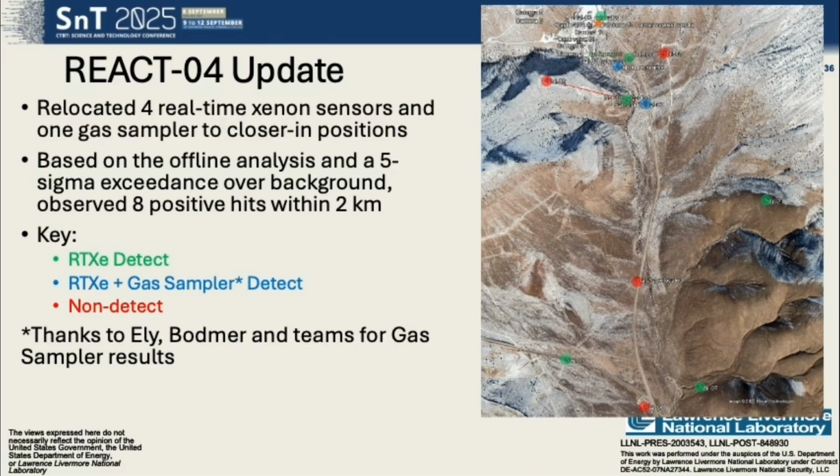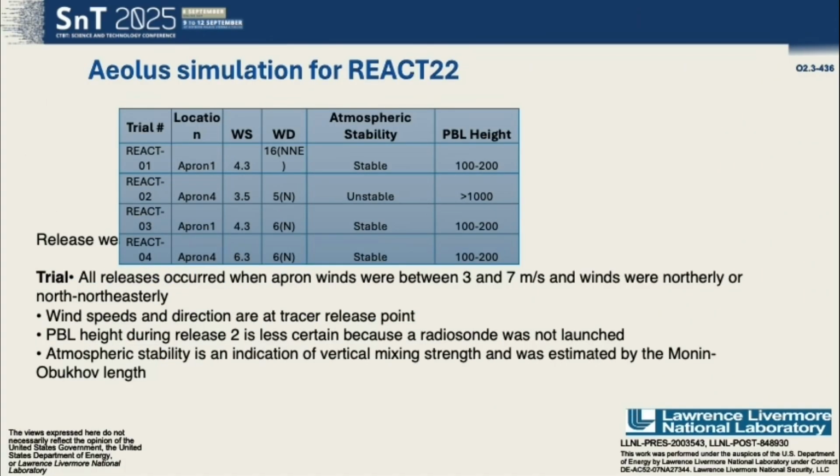So this is the scheme. So you can see this is the release location on the real top of the scenario. The green one shows detect, the red one shows non-detect, and the blue one shows detect as well as the gas sampler detect. So this was the data coming out from the React 04, and this was the Aeolus simulation which did for all the React campaigns: React 01, React 02, React 03, and React 04. And as I mentioned, we chose React 04 for our validation. We went in depth.